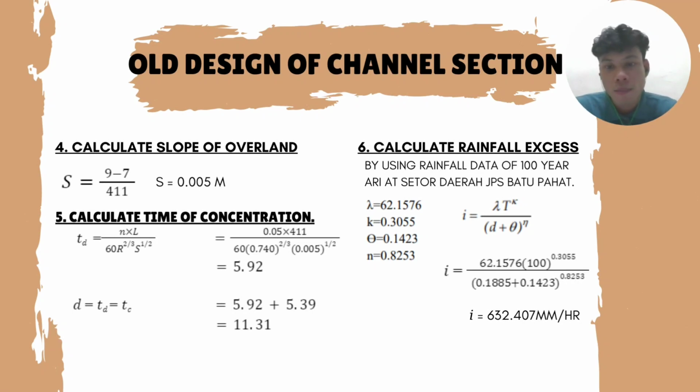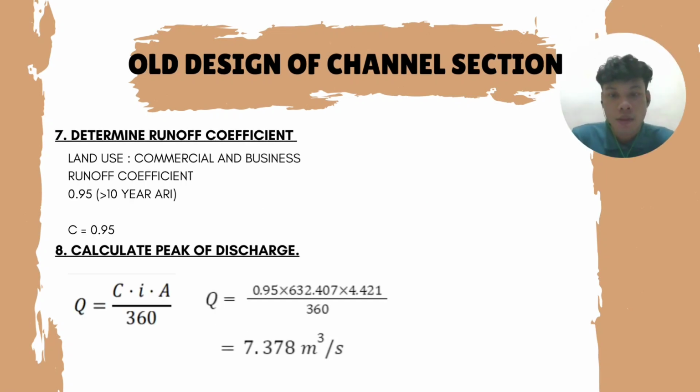And step 5, calculate time of concentration, and we add 5.92 plus 5.39, we got 11.31. And step 6, calculate the rainfall excess. By using the rainfall data of 100 ARI at sektor daerah TPS Batu Pahat, we got 632.407 mm per hour. Step 7, determine the runoff coefficient. Our site land use is commercial and business, and the runoff coefficient that we got is 0.95.